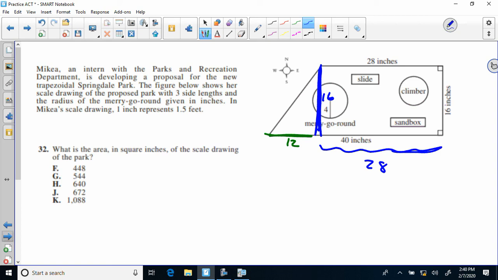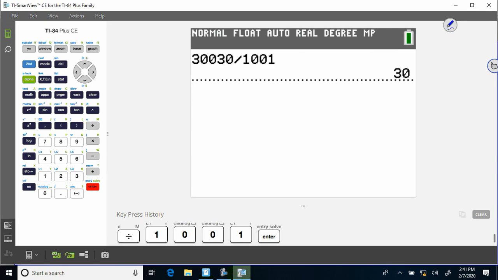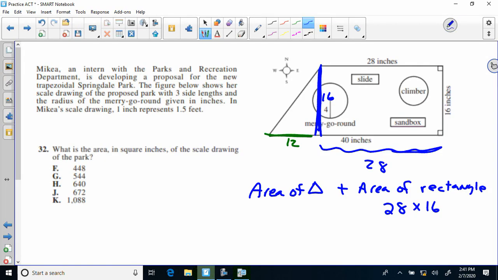So then I can just say, hey, if I want the total area, I have to do the area of the triangle and add it to the area of the rectangle. Well, the rectangle is easy. It's length times width. So it would be 28 inches wide or long and 16 inches high. So this is 28 by 16, or 28 times 16. And I could throw that in my calculator and say that's 448.